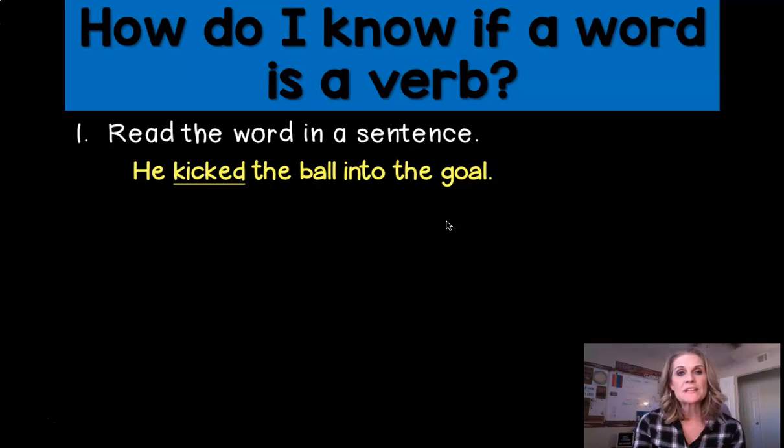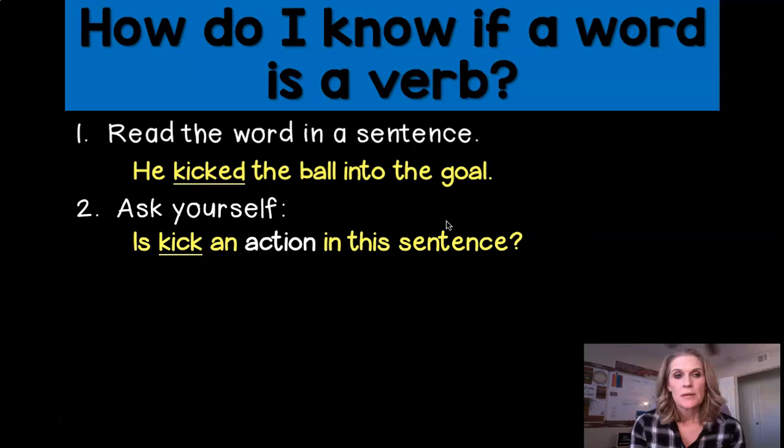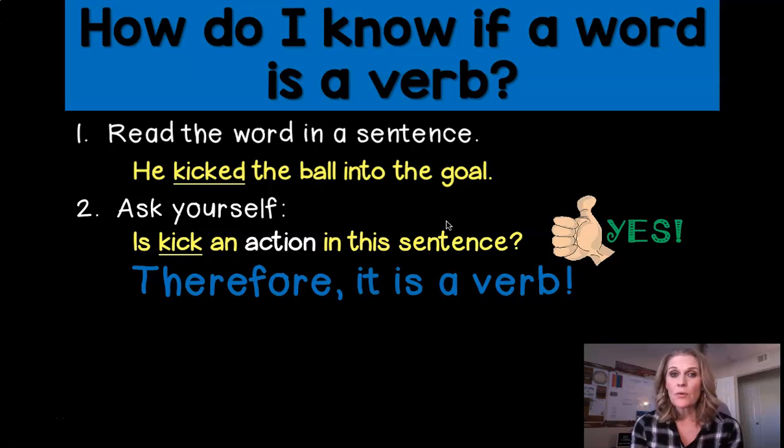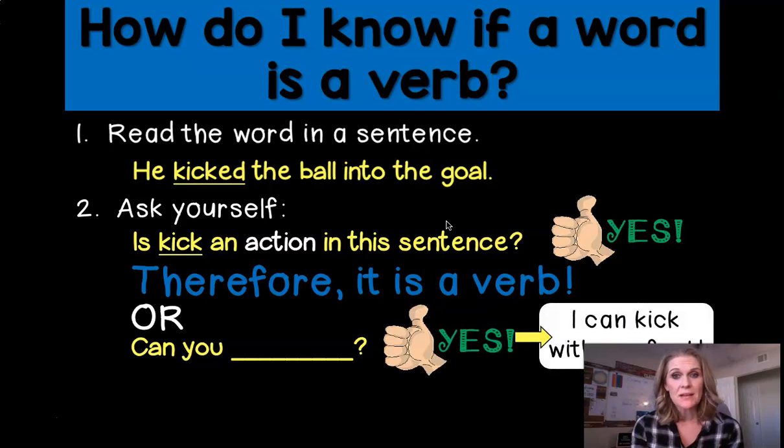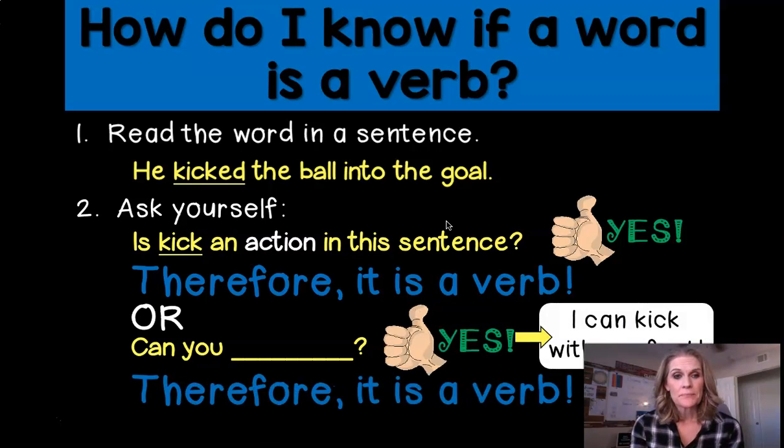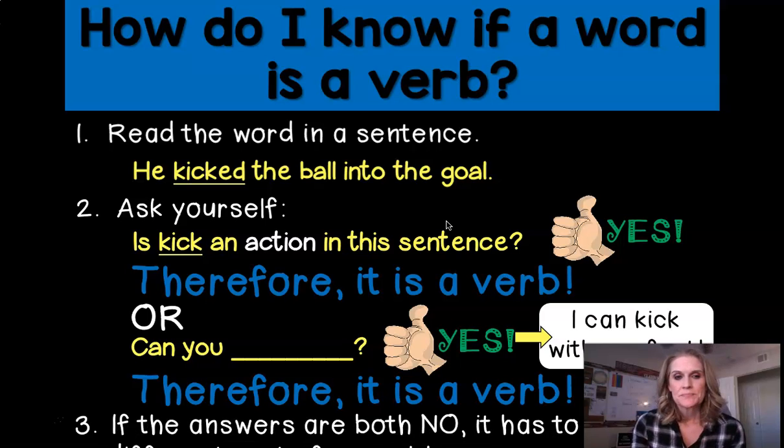How do I know if a word is a verb? Read the word in a sentence. He kicked the ball into the goal. Ask yourself, is kick an action in this sentence? Yes. Therefore, it is a verb. Or, can you kick? Yes, I can kick with my foot. Therefore, it is a verb. Remember, verbs are action words when someone or something is doing something, and it doesn't always require movement. Sleeping and thinking are also verbs. If the answers are both no, it has to be a different part of speech.